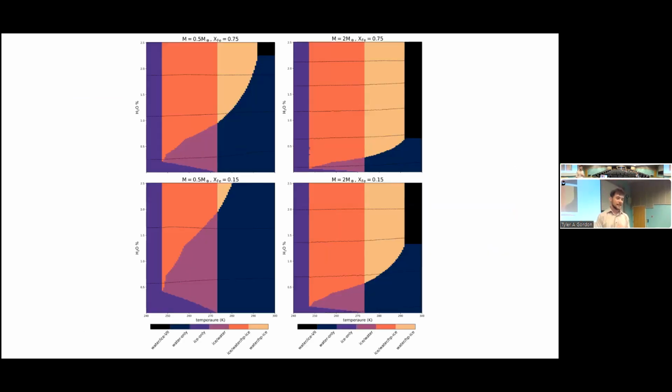I want to show you these same sort of phase space plots for a couple of different planetary cores. So that was all for the Earth core case. Here I have up on the top left a core that's half the mass of the Earth, but has 75% iron by weight. That's the X sub Fe. And so this is a denser core than the Earth is because it incorporates more iron. On the right, we have the same iron content, but a core that's twice the mass of the Earth.